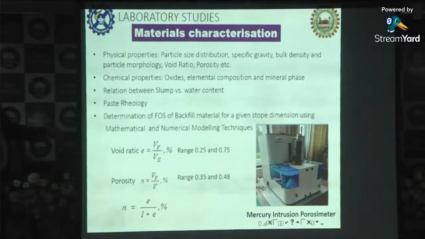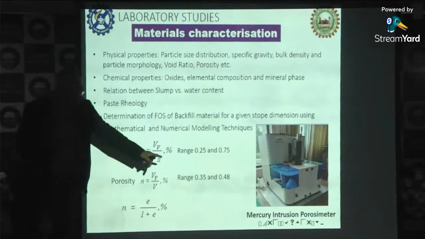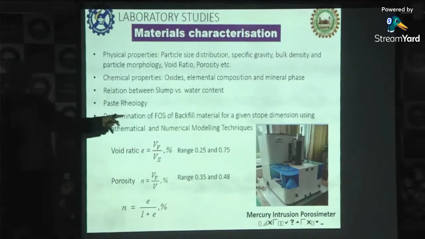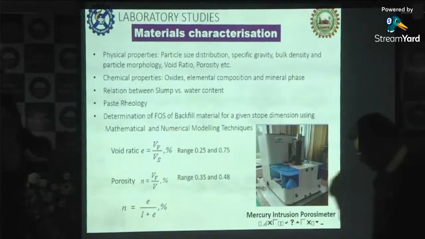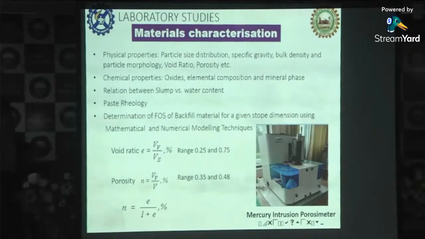Void ratio is the ratio of the volume of the void to the volume of the solid. It ranges from 2 point. We have a mercury intrusion porosimeter with us. It gives us the porosity value as well as the void ratio value. So with the help of this instrument, we find out this parameter.